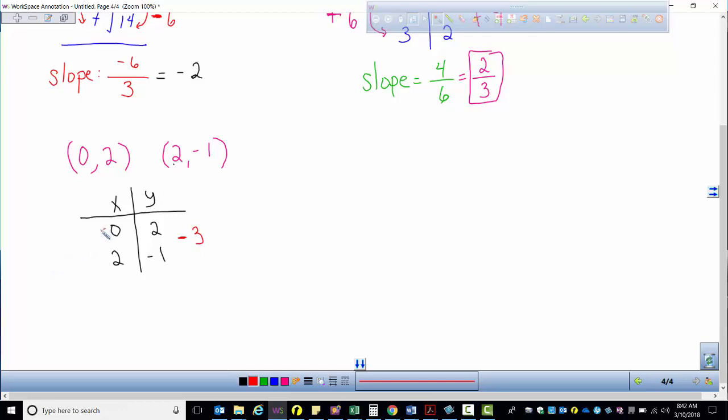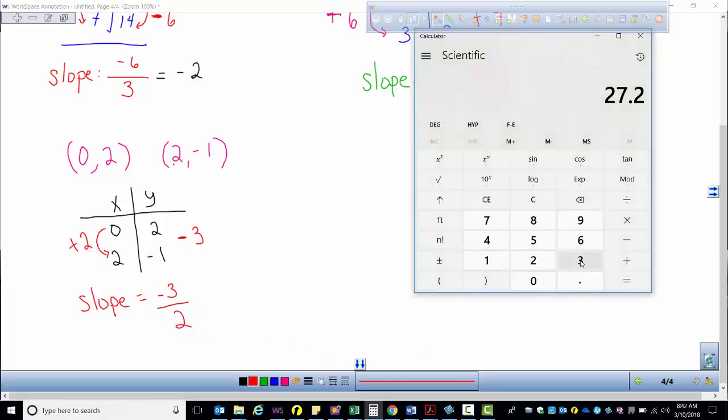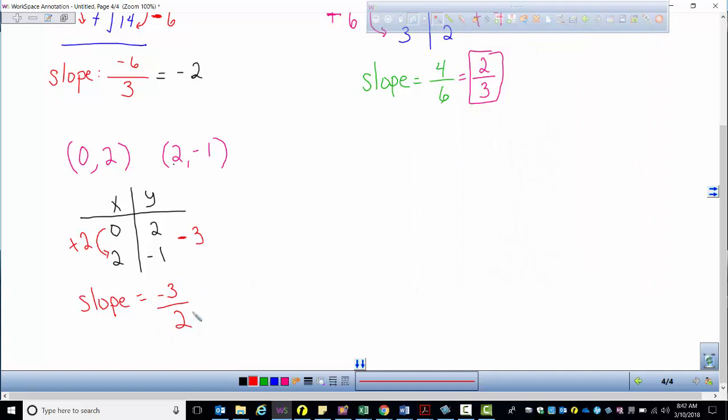And if I start at 0 and I go to 2, I got bigger by 2. So my slope is going to be the y, which is negative 3, divided by positive 2. And if I use my calculator, if I put in 3, negative, divided by 2, do you see how I get a decimal? I don't want that, so just leave this as a fraction. And I cannot simplify.